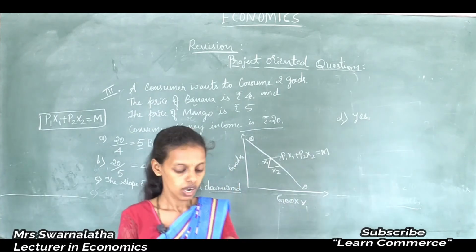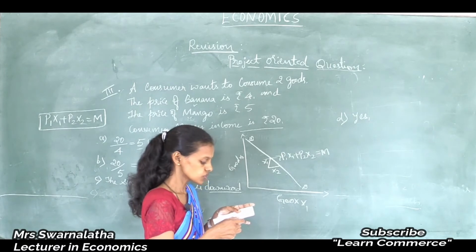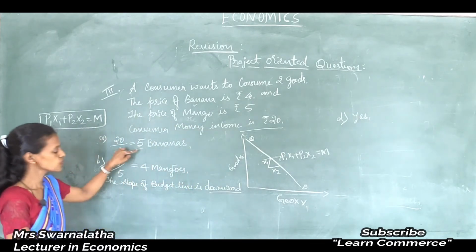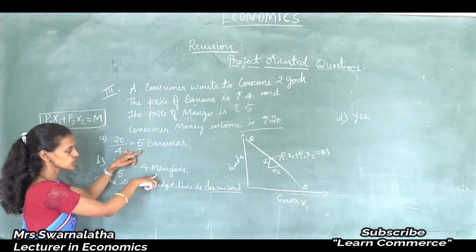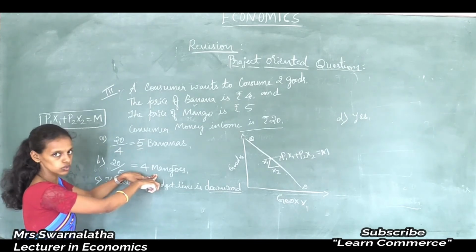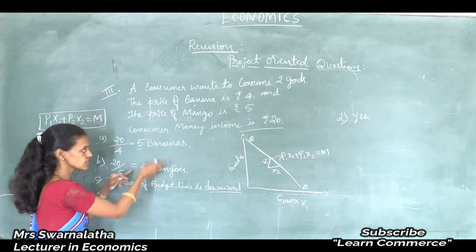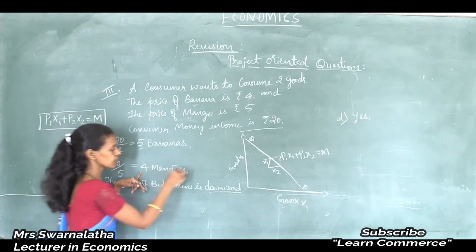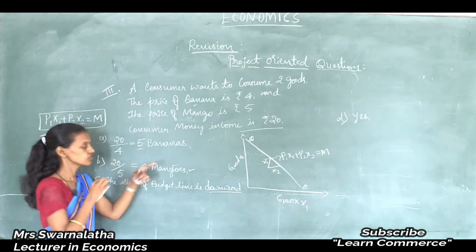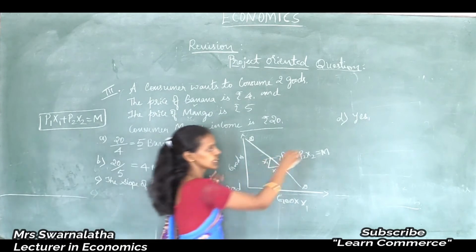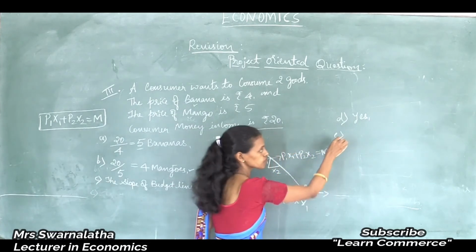It is true or is it true, they asked. So you should write yes, because when you are going to spend entire income on the bananas, you should sacrifice or give up mangoes. If you are going to sacrifice bananas, you should take mangoes, means here you are going to invest all your money on the mangoes. Thus, you should write yes, it is true.